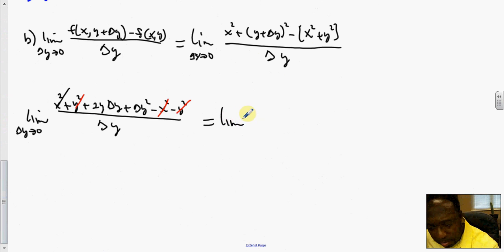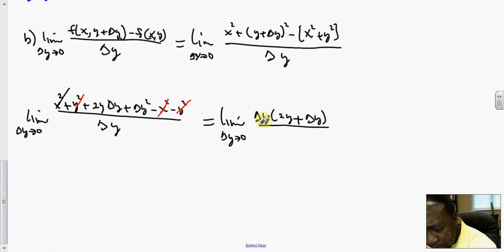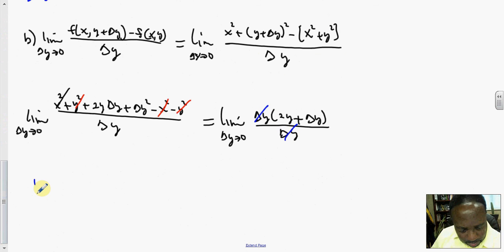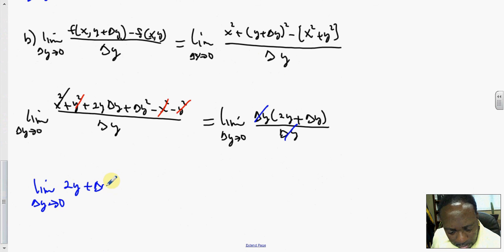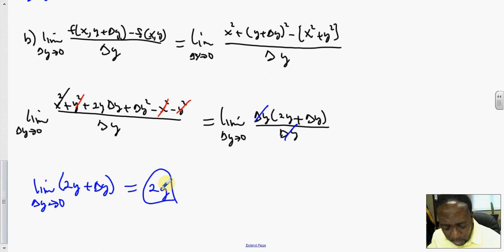So this is the limit as delta y goes to 0. We factor out a delta y times (2y plus delta y) all over delta y. Delta y cancels out. We have the limit as delta y goes to 0 of 2y plus delta y. As delta y goes to 0, the result here is 2y.